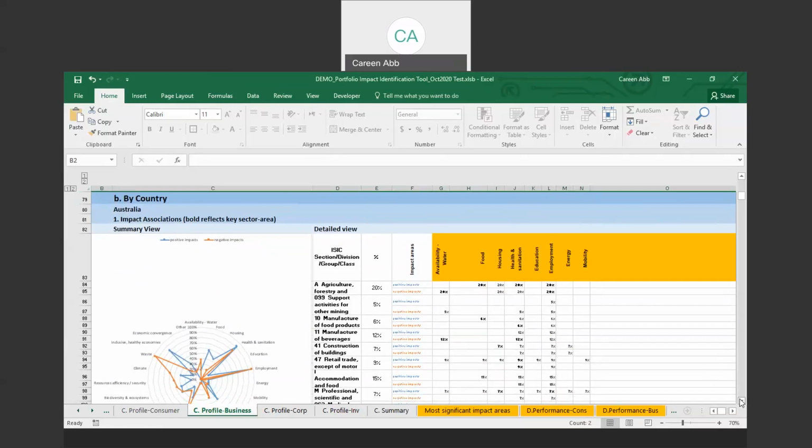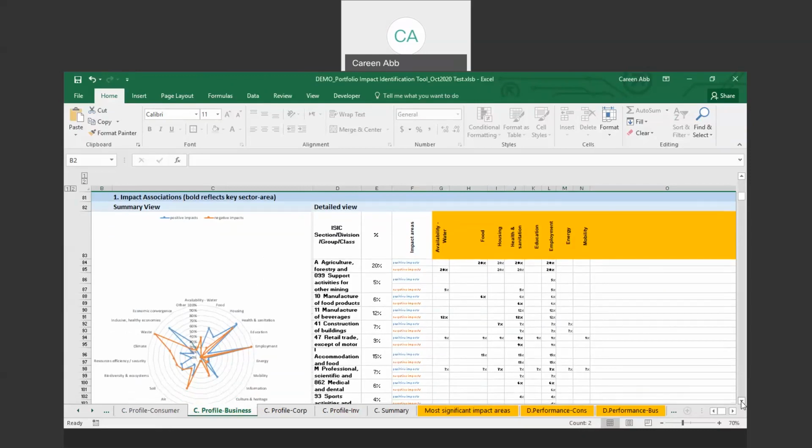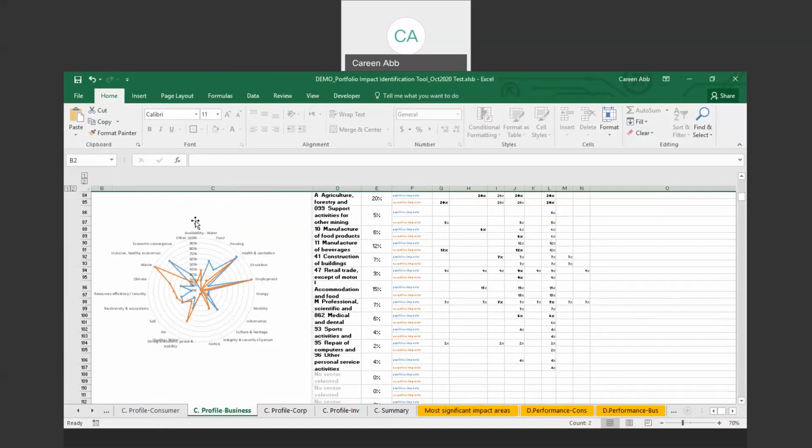For each country, you will see a number of things. First of all, you will be seeing the impact associations in summary view, followed by a more detailed view on the side in a tabular form. Let me pause on these first. The summary view is a spider chart showing all of the impact areas, so the same 22 impact areas that we referenced in the country needs assessment.